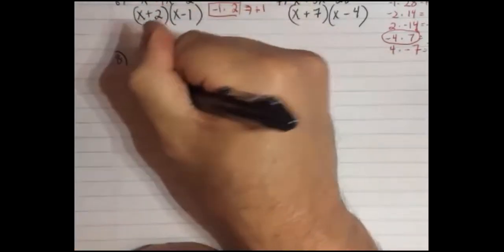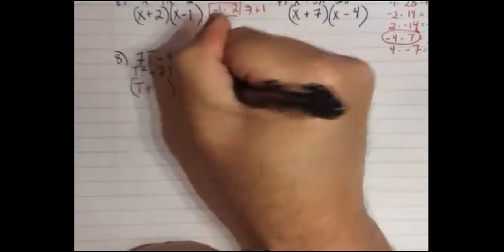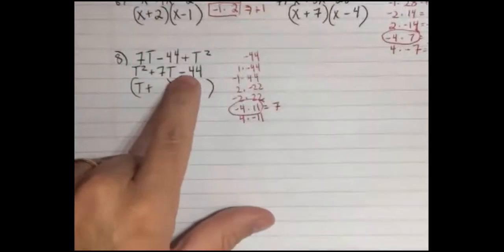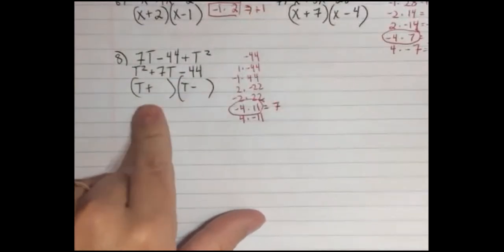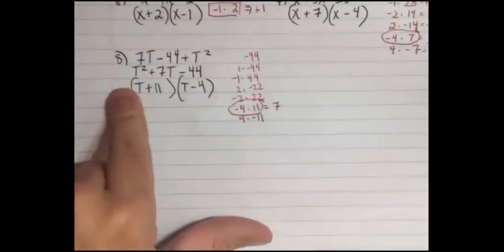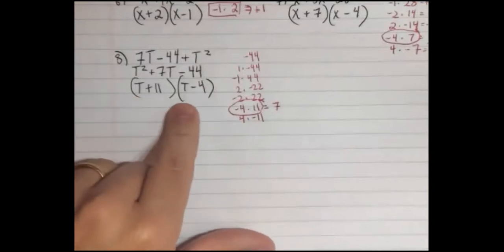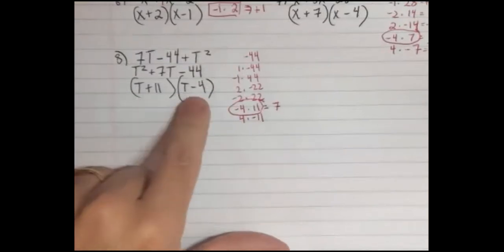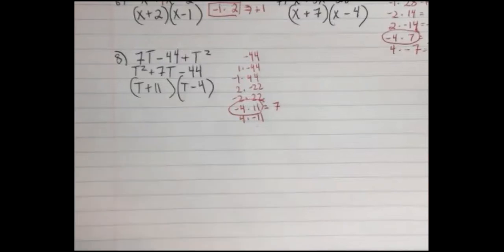And again, we should have had t plus, t minus, because we knew that last value was negative. That's how we know how to set it up. The positive value would be 11. The negative value would be 4. And again, if you switch these around, if you do t minus 4 times t plus 11, it doesn't matter. The way you set up these binomials is not important.